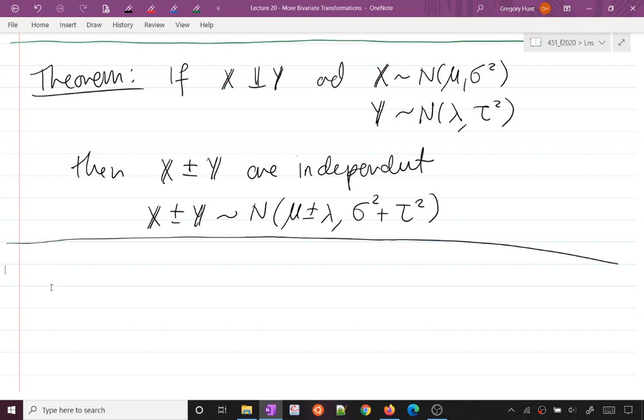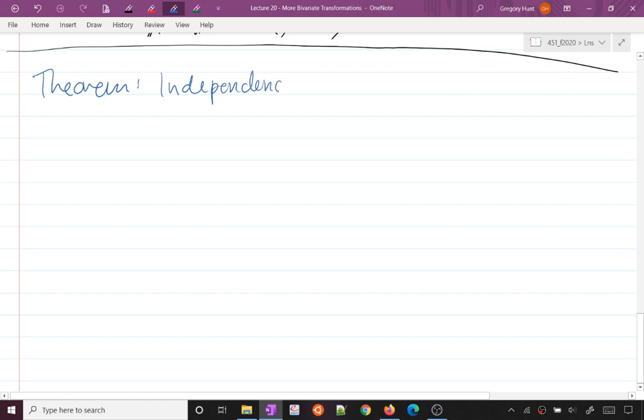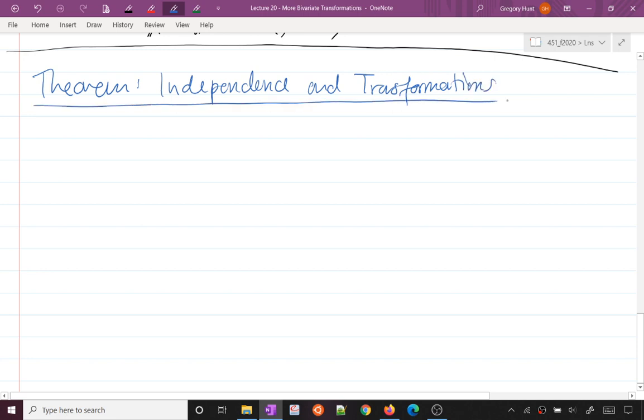So another theorem that we should talk about at this point, when we're talking about transformations, is how transformations and independence interplay. So independence and transformations. Okay.